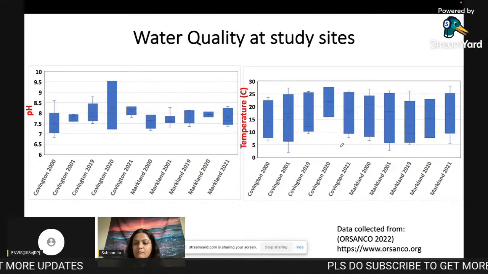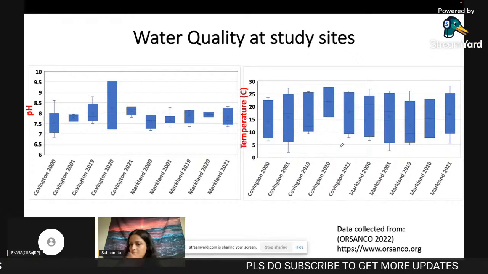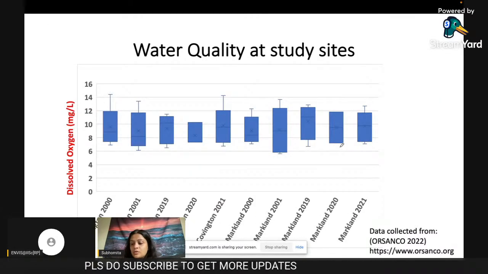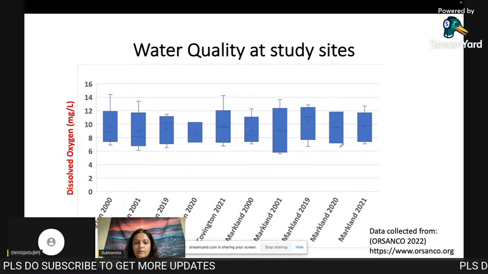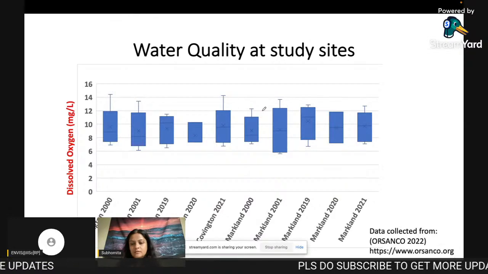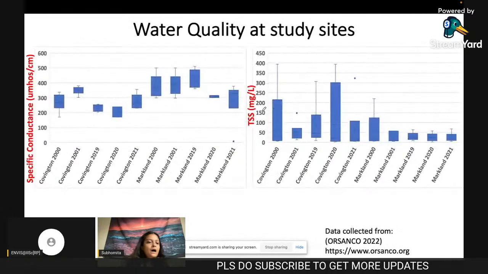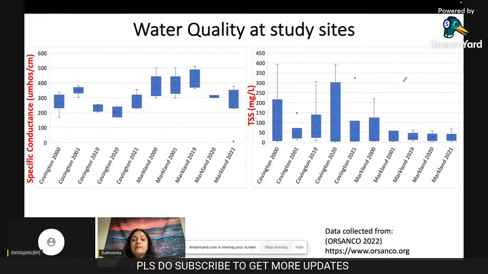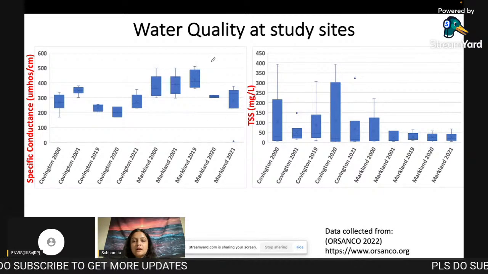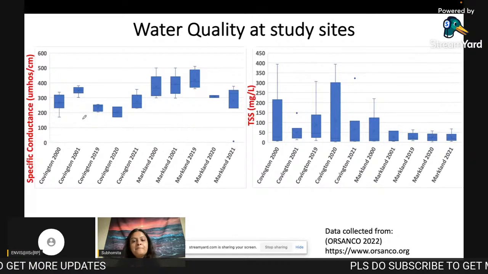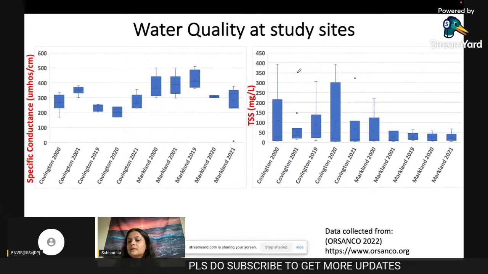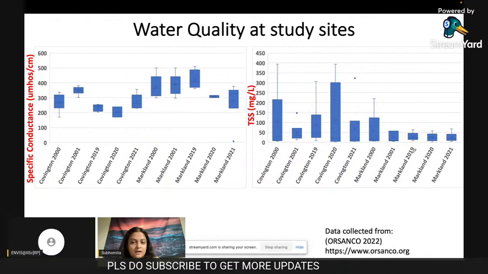We do not see much variation in pH among the sites. Dissolved oxygen is also not too bad. It's between 6 to 14 milligrams per liter, so it's not that bad. Specific conductance shows a difference between the two sites. Specific conductance, as you can see, is higher on the Markland side compared to the Covington side. But the suspended solids are also sort of high in Covington compared to the Markland site.